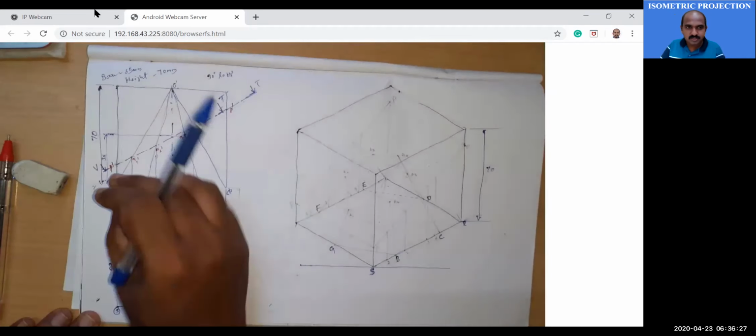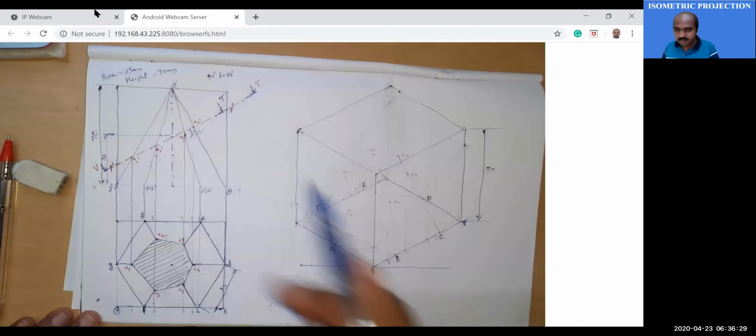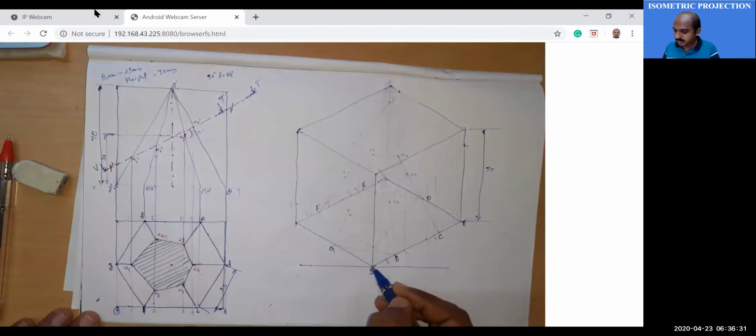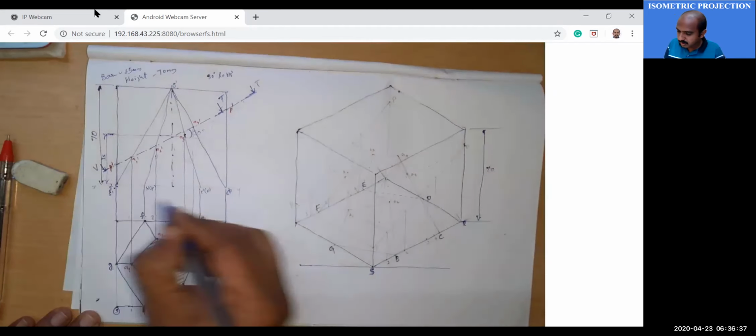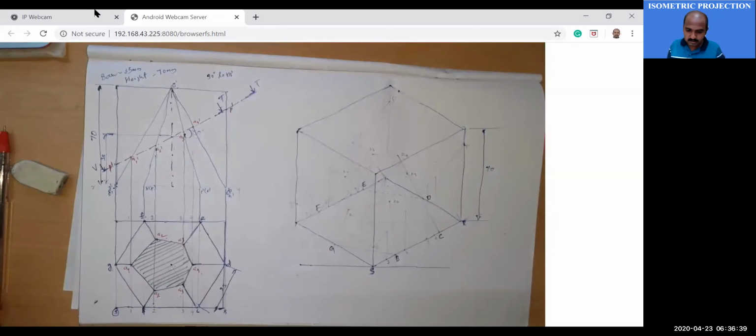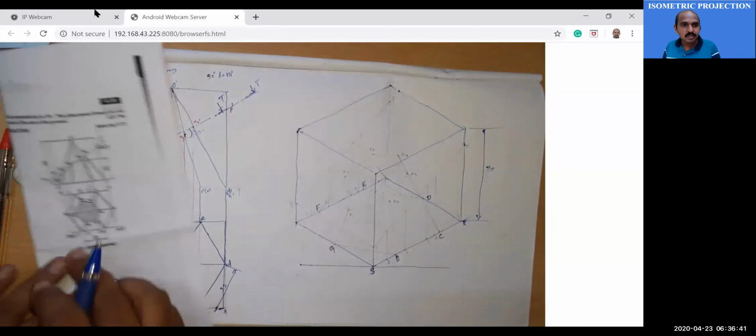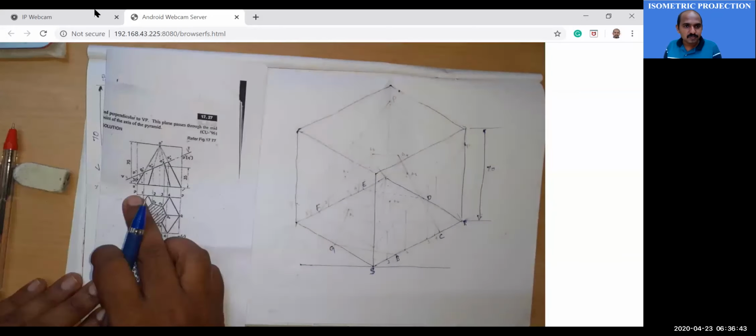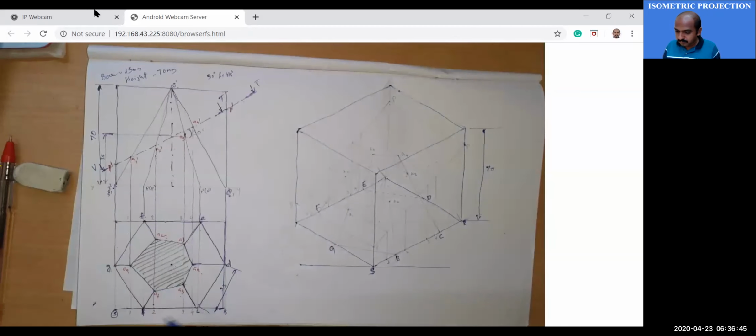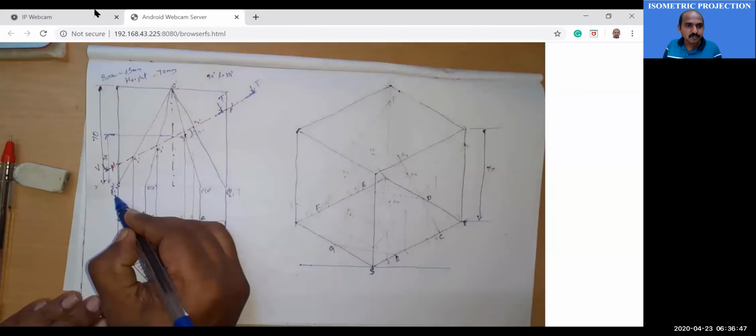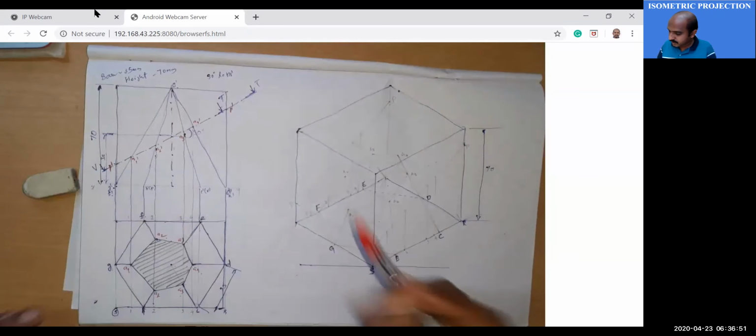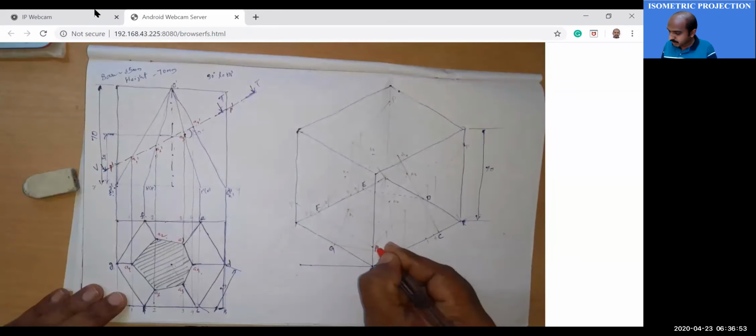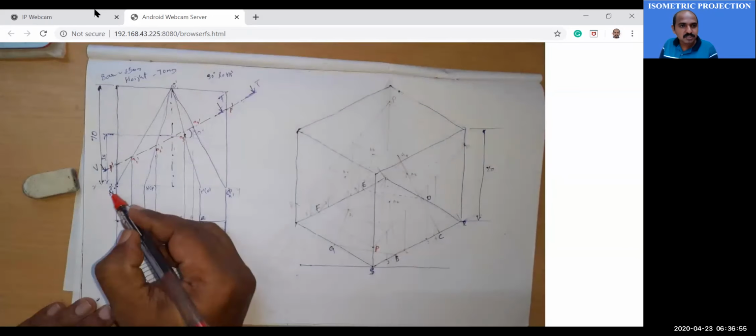You measure this distance, and from here, from S, this is actually your S dash and R dash also. Here you can see S dash and R dash. So you measure from S dash to P dash, this height, then mark here, because this is actually P, capital P. So SP is equal to S dash P dash.